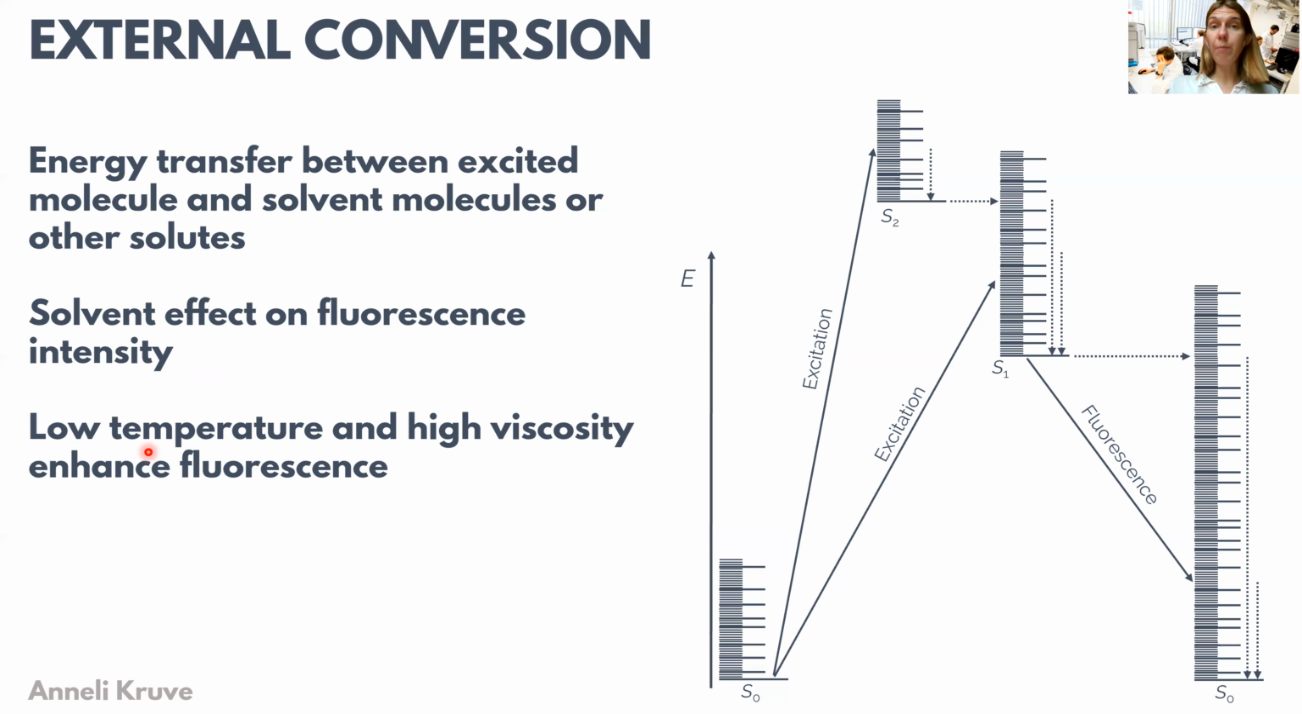So these are temperature and viscosity of the solution. So at lower temperatures, the collisions are less frequent, and therefore usually we see higher fluorescence intensities. This means that by slowing down the collisions between the molecules in the solutions, we are reducing the probability of external conversions, and therefore fluorescence becomes more likely.